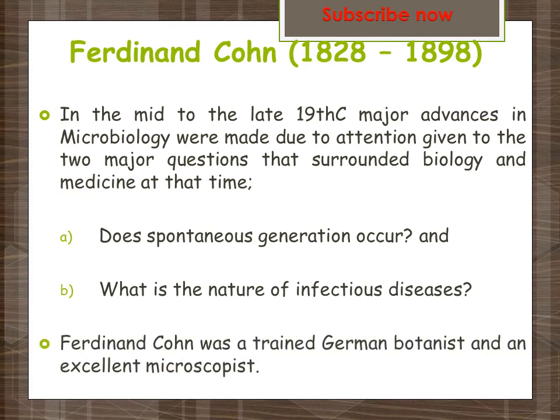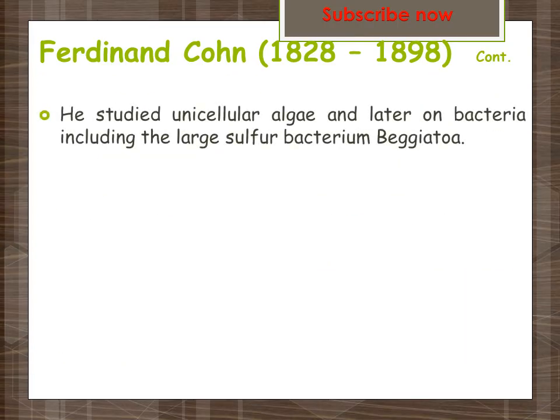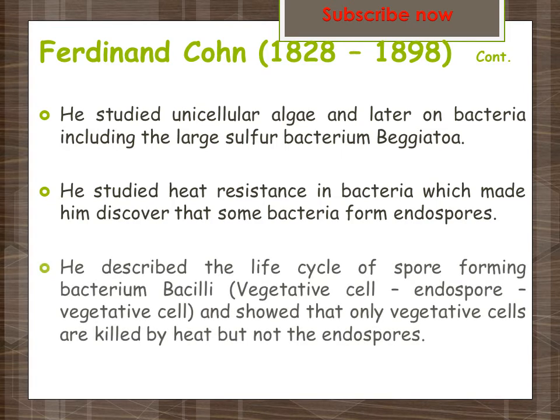Ferdinand Cohn was a trained German botanist and an excellent microscopist. He studied algae and later bacteria, including the large bacterium Beggiatoa. He studied heat resistance in bacteria, which led him to discover that some bacteria form endospores. He described the life cycle of the spore-forming bacterium Bacillus: vegetative cell, endospore, and vegetative cell, and showed that only vegetative cells are killed by heat, but not the endospores.